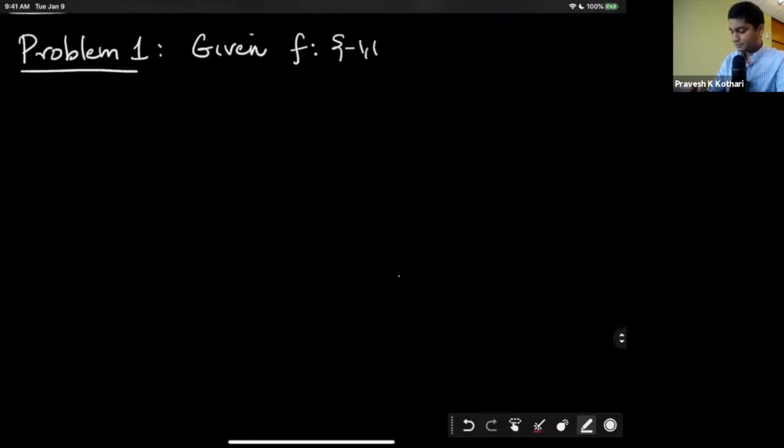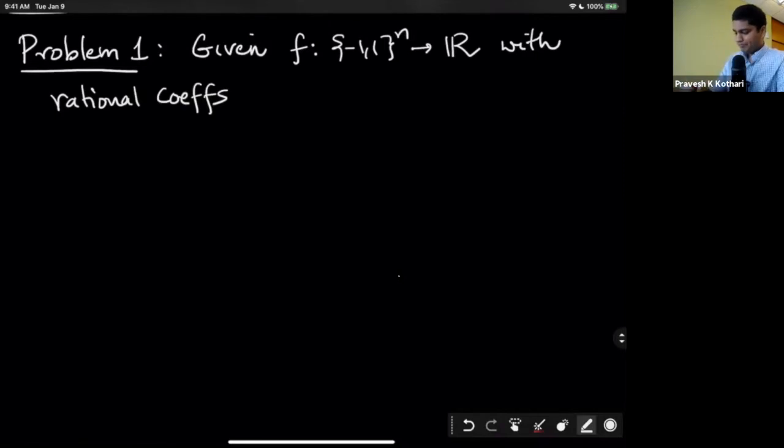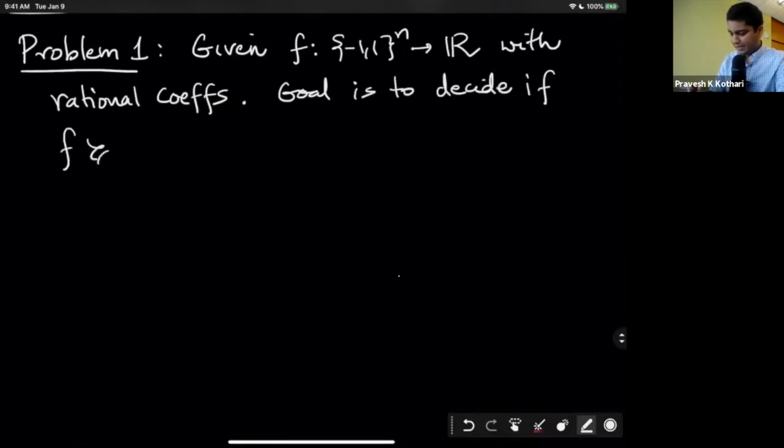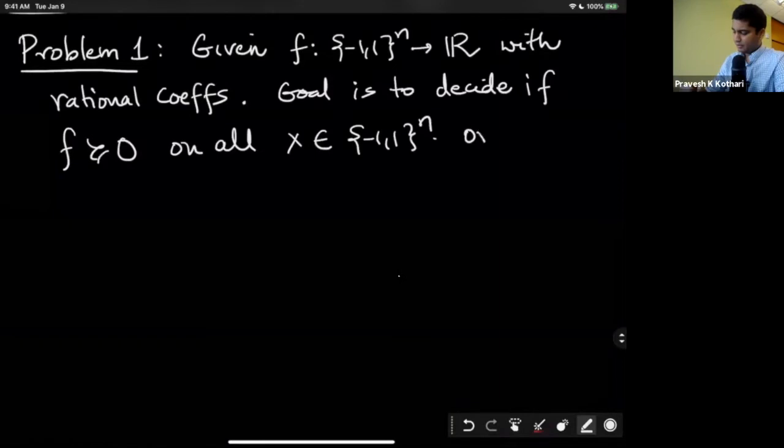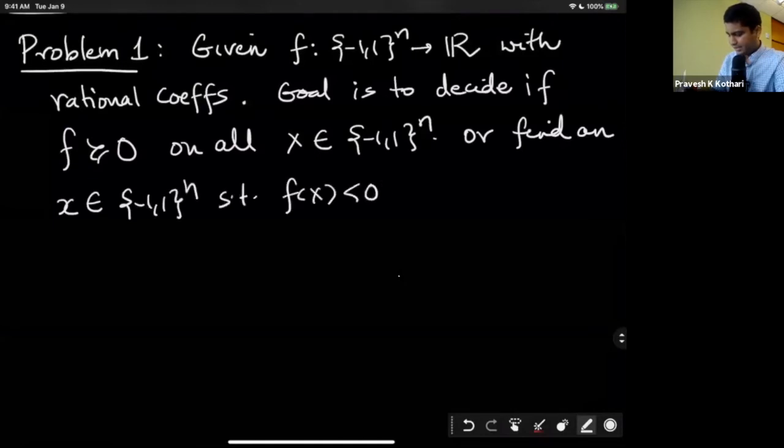polynomial on the Boolean hypercube with rational coefficients, and the goal is to decide if f is greater than or equal to 0 on all x in {plus minus 1}^n, the Boolean hypercube. Or conversely, you could ask, or find an x such that f(x) is less than 0.